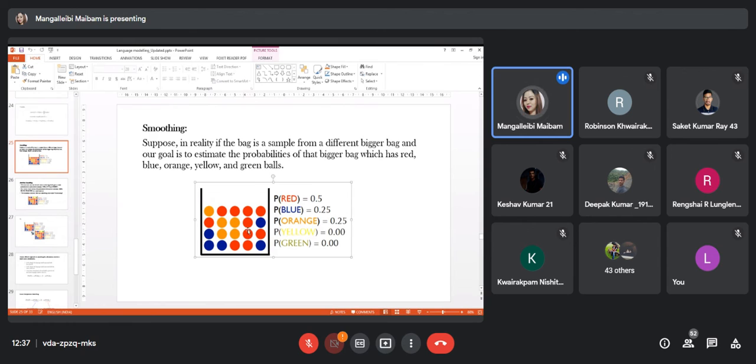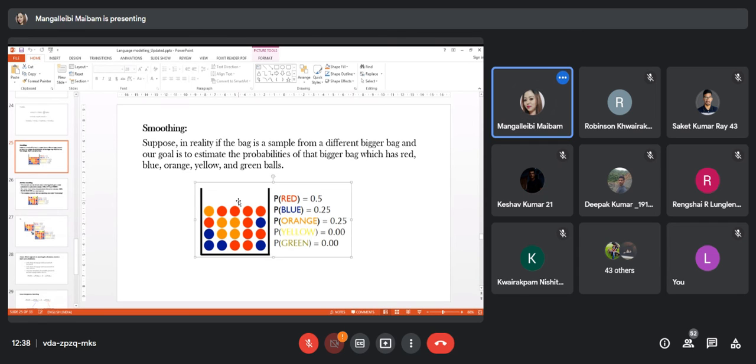So that means in all the colors you need to add 1, 1, 1. So red, how many balls are there? 1, 2, 3, 4, 5, 6, 7, 8, 9, 10. So 10 plus 1. How many orange balls are there? 1, 2, 3, 4, 5. 5 plus 1. How many blue balls are there? 1, 2, 3, 4, 5. 5 plus 1. Then one yellow ball, then one green ball.